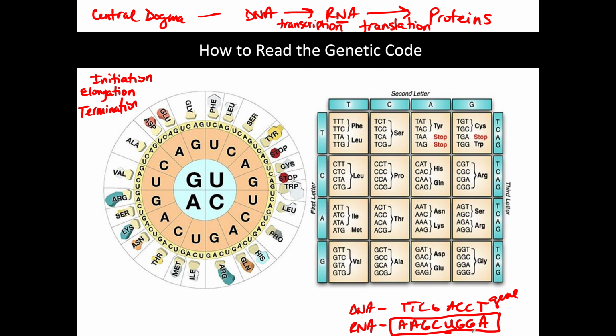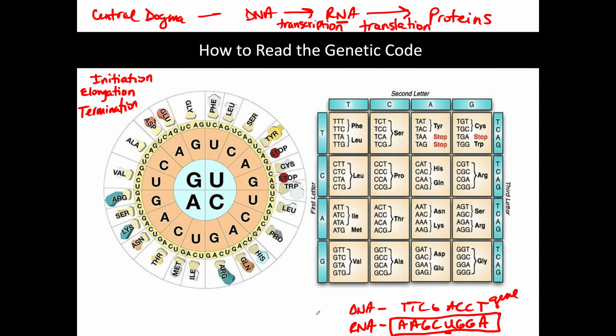So the DNA itself is not actually interacting with ribosomes, the RNA transcript is. And we are changing the language from a deoxyribose sugar to a ribose sugar so that it is recognized by the ribosomes for protein synthesis, for translation.